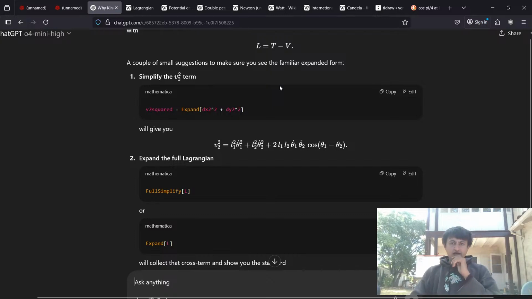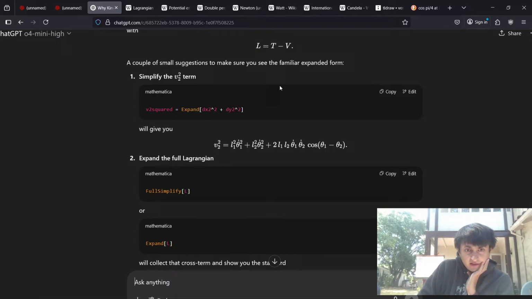Okay, so we're supposed to get that V2 squared is equal to L1 squared theta dot 1 squared plus L2 squared theta 2 dot squared plus 2 L1 L2 theta dot 1 theta dot 2 cos theta 1 minus theta 2. I'm low-key down to just leave it at that.